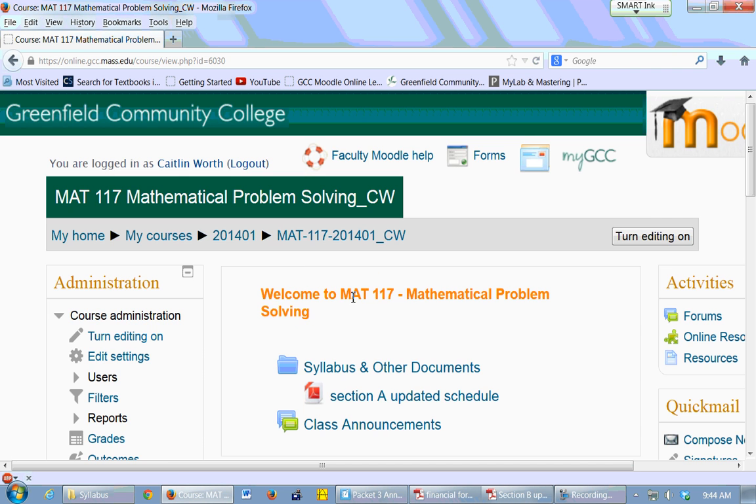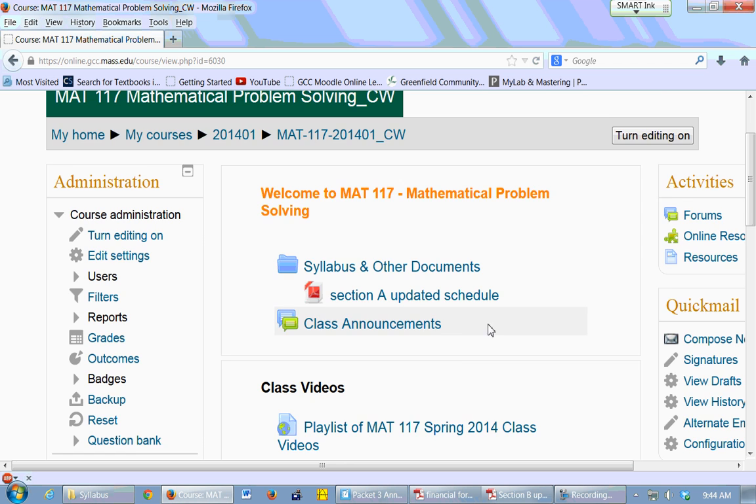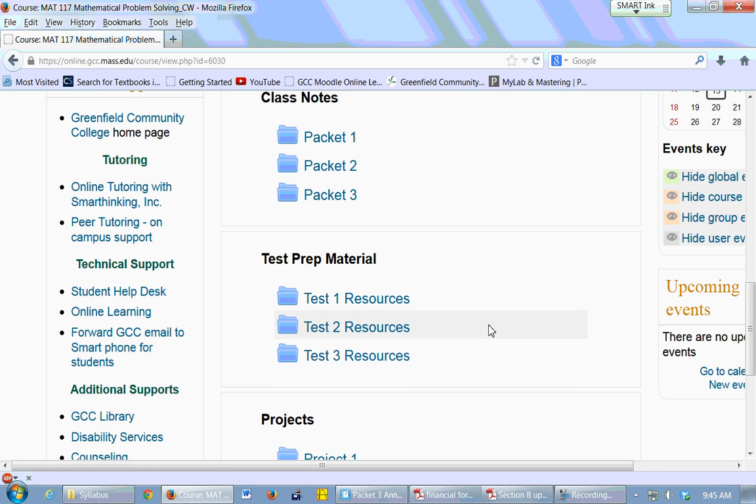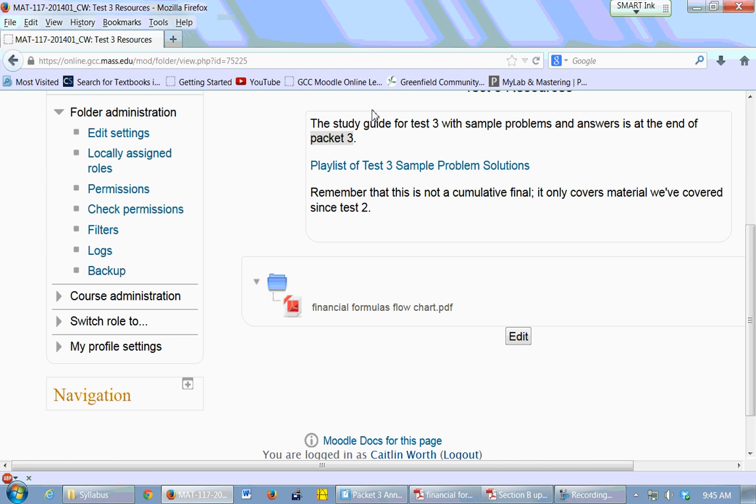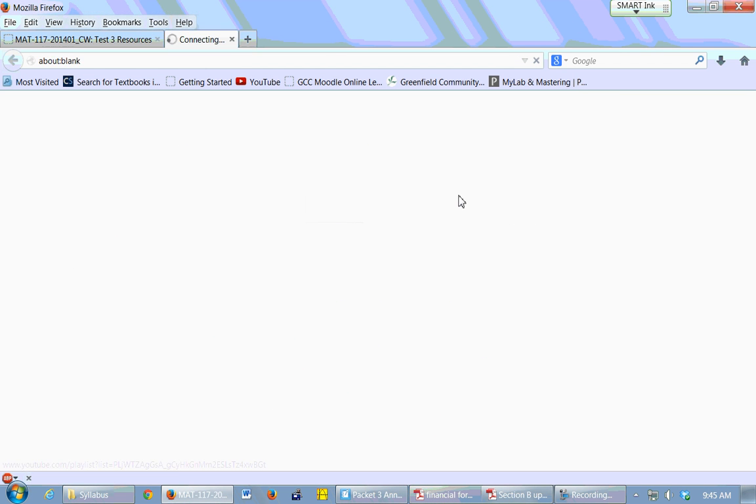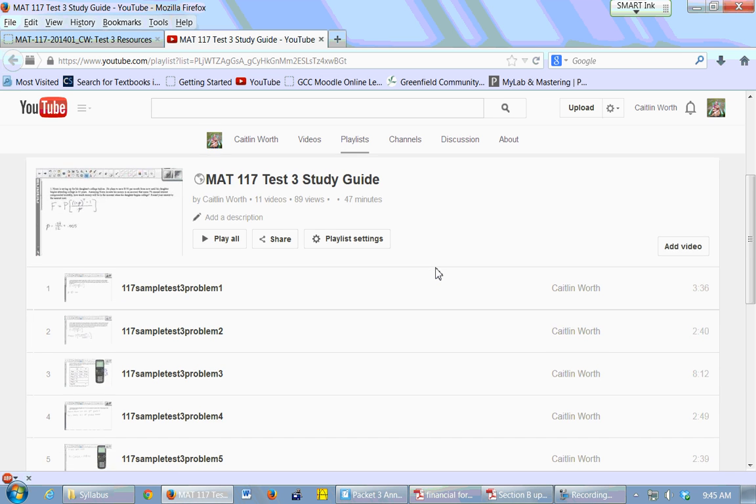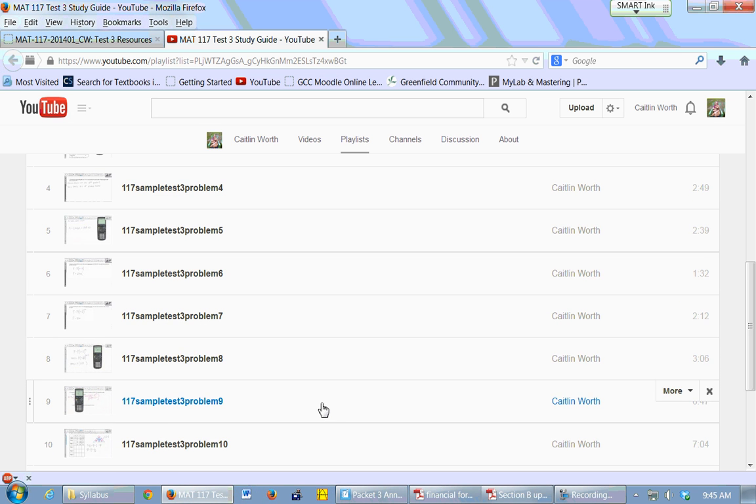All right, so we go into our class, and we have test 3 resources. It says that the study guide for test 3 is at the end of packet 3. So you all have a copy of that, and there's a link to it right here. And then there's a playlist of test 3 sample problem solutions. Your financial formulas flowchart is in the test 3 resources folder. But that takes you to a playlist in YouTube where each problem is solved in a video.